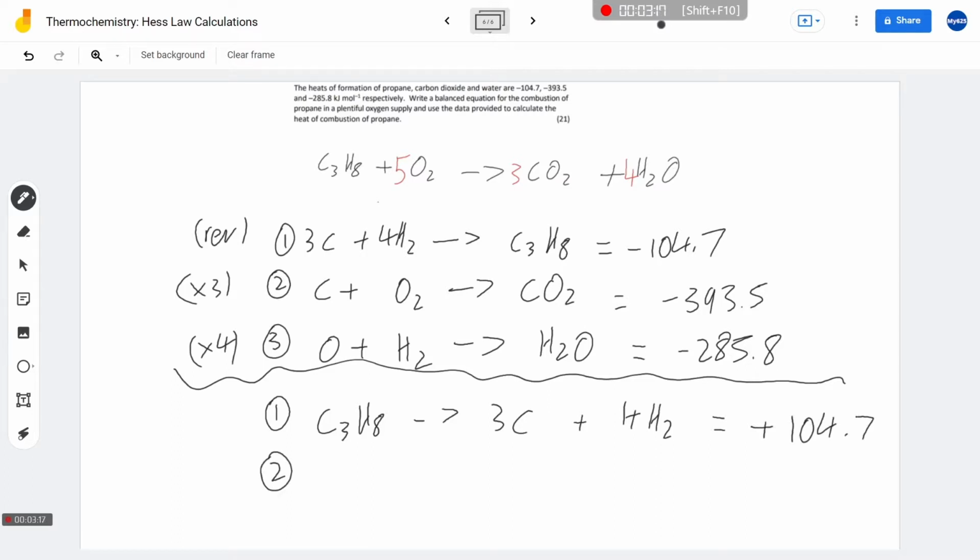Equation 2, what operation did we have to do? We said we have to multiply by 3 because we had 1 carbon dioxide in our equation, and then in the equation we want, we have 3. And so if we multiply everything in this equation by 3, we have 3C plus 3O2 going to 3CO2. And what do we need to do with our number now? Well, we need to multiply that.